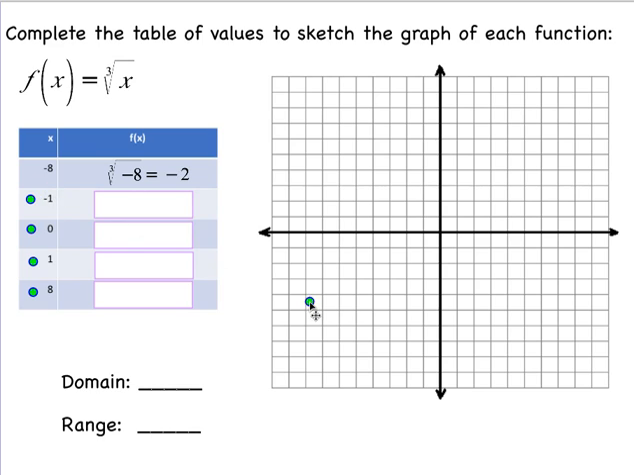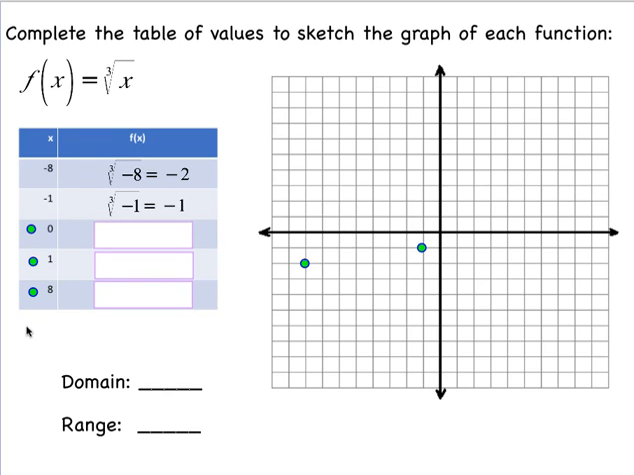So let's plot this point: -1, 2, 3, 4, 5, 6, 7, 8, and I am going to go down 1 and 2 units. So here's my first point, (-8, -2). Now, what is the cube root of -1? Well, that means what number times itself 3 times gives me -1, and that is -1. So let's plot that point at -1.